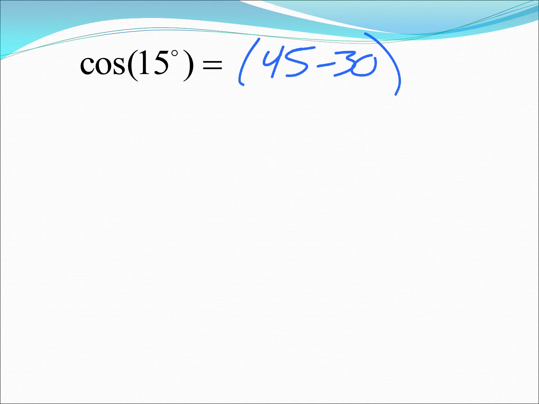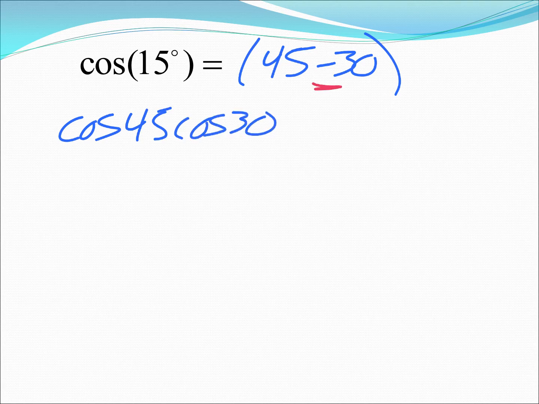So when I expand this, I'm going to have the cosine of both angles. So the cosine of 45 times the cosine of 30. And since I'm subtracting here, I'm going to be adding in my formula to give me the sine of 45 times the sine of 30.